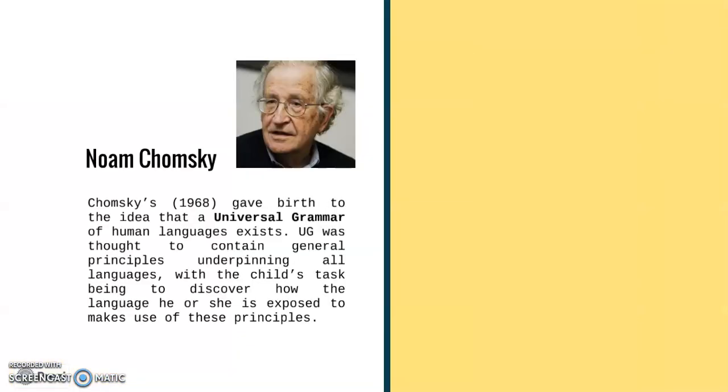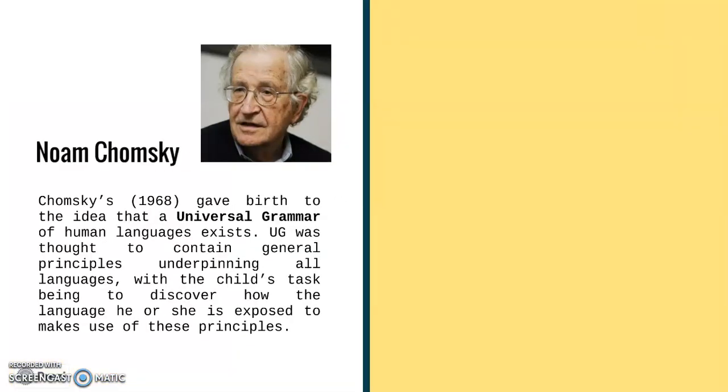Universal grammar was thought to contain general principles underpinning all languages, with the child's task being to discover how the language he or she is exposed to makes use of these principles. The origin of this theory is the fact that all children learn their mother languages during their childhood and are able to use them to communicate, regardless of the lack of correction in their early years. This would be a titanic task for our brains if we were to accomplish it, right?